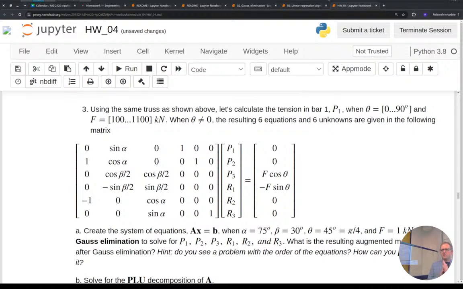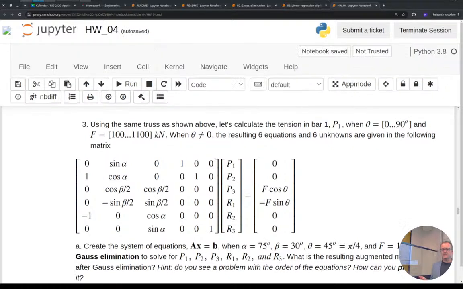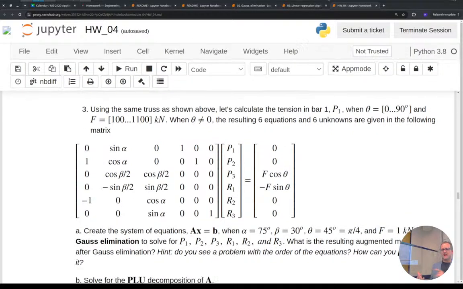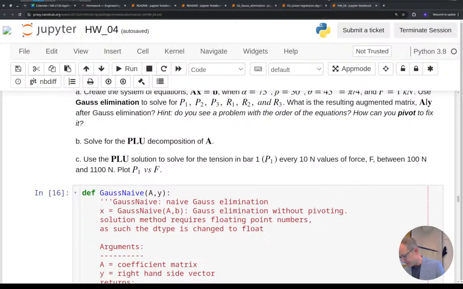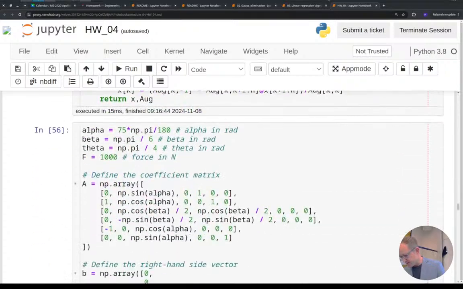So in this problem where we have a 6x6 matrix, we're trying to get the LU decomposition and then use that to solve for P1, P2, P3, R1, R2, R3. So we'll get solutions for all these things. All we're really looking for is how much tension or compression force there is in bar 1.